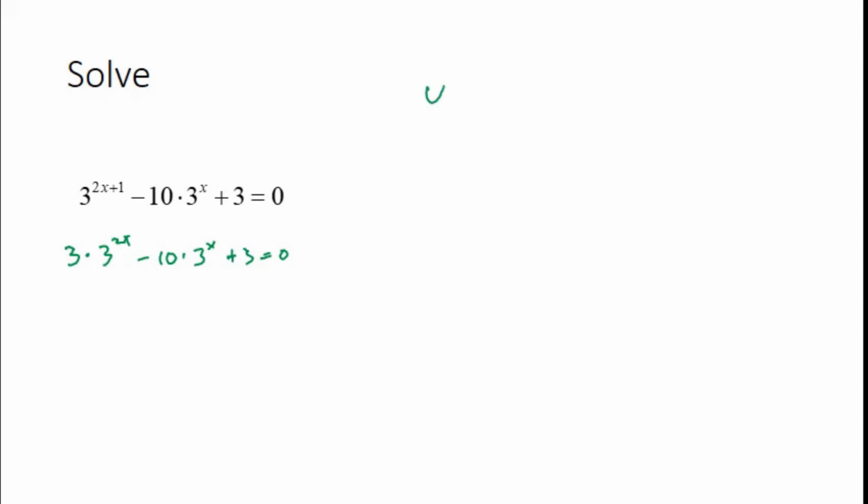Let's say that we let U equals 3 to the x. So U squared means 3 to the x raised to the second power. Power to a power means that we multiply that, so that's going to be 3 to the 2x. So now U squared is the same as 3 to the 2x. And then U is the same as 3 to the x. So if we substitute everything, then we would have 3u squared minus 10u plus 3 equals 0.